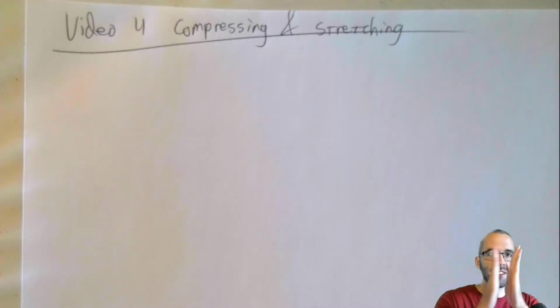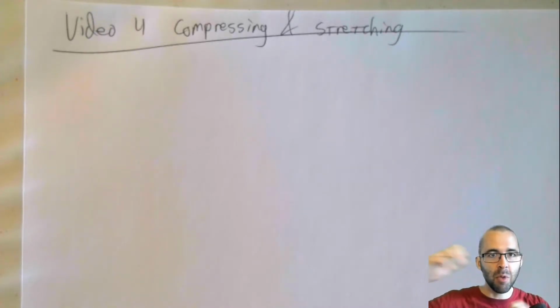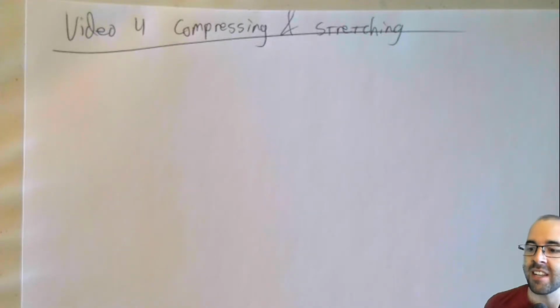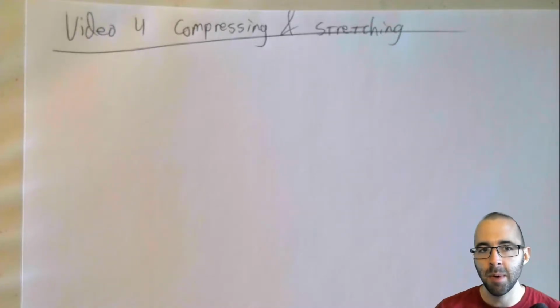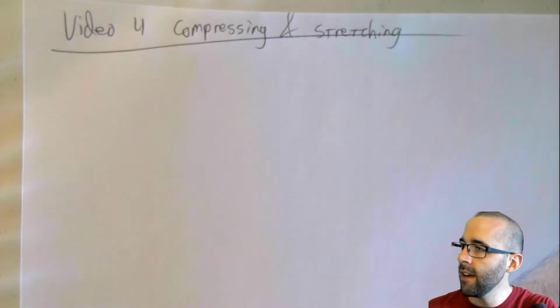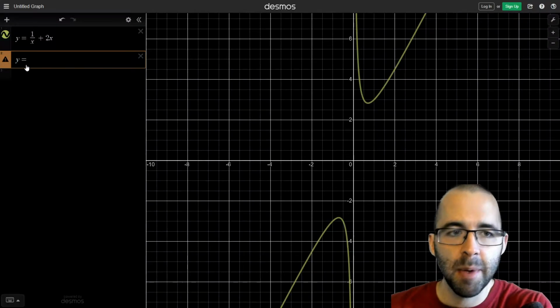We're talking about compressing and stretching, both horizontally and vertically. This is really the most challenging part of the section for many, many people, and it is going to have to do with multiplication. So let's go back to our good friend Desmos.